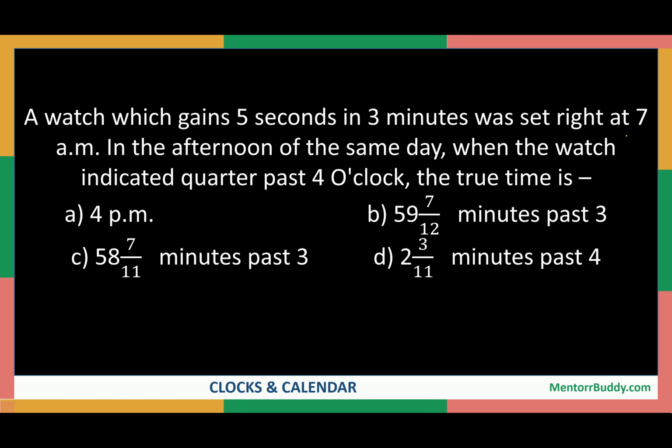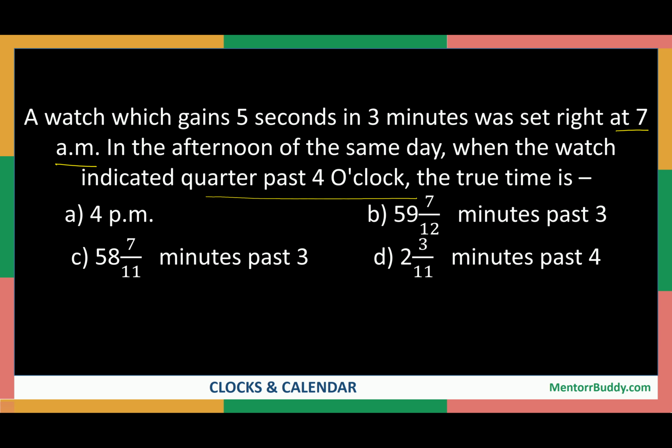So it is given that the faulty clock is set right at 7 a.m. in the morning. So in the afternoon of the same day, when the watch indicated quarter past 4 o'clock, we are talking about the faulty clock which is gaining time. It is showing quarter past 4 o'clock. It means 4:15 p.m. Quarter past 4 means 4:15 p.m. The true time is, so in the original clock the true time will be what?